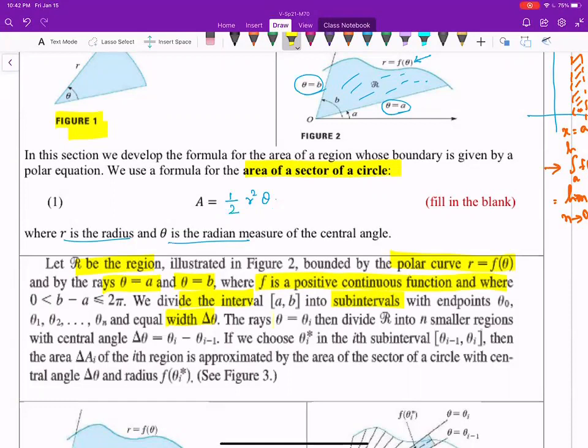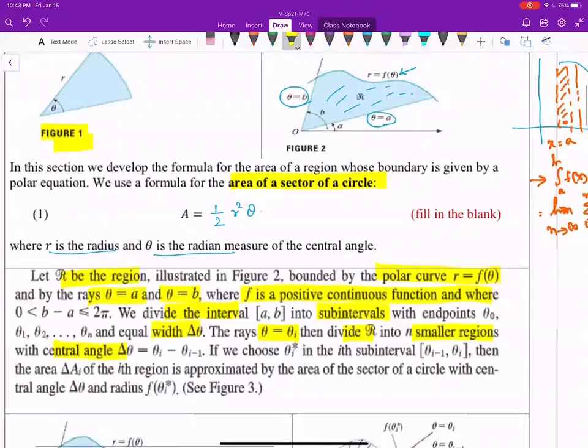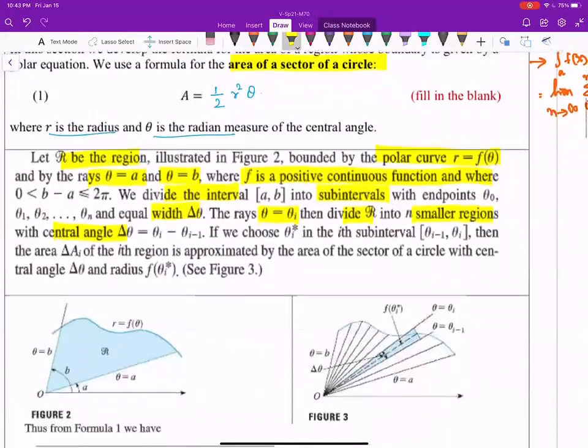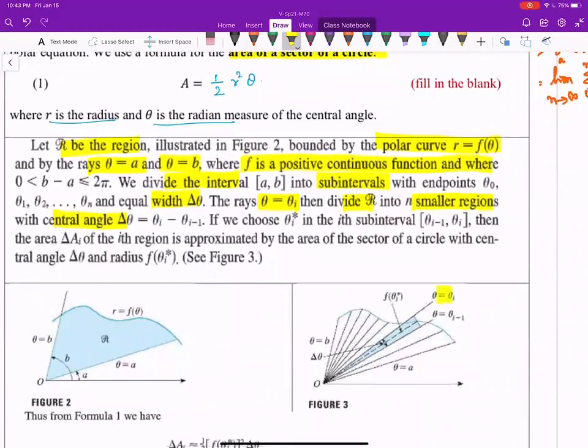The rays theta equal to theta i then divide R into n smaller regions with central angle delta theta, which is theta i minus theta i minus 1. One sample is shown here in figure 3. It is divided into a number of subsectors, and we are shown one such sector.